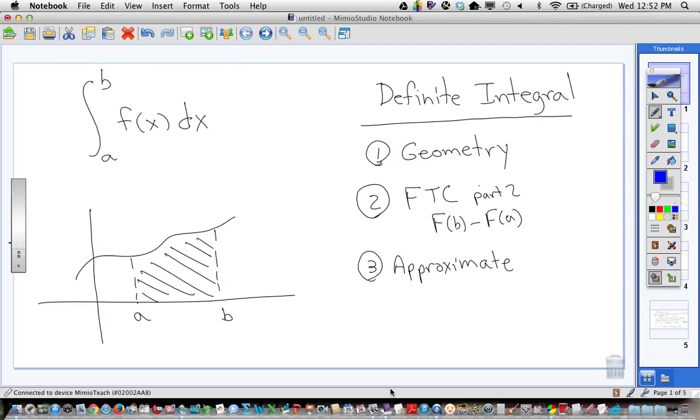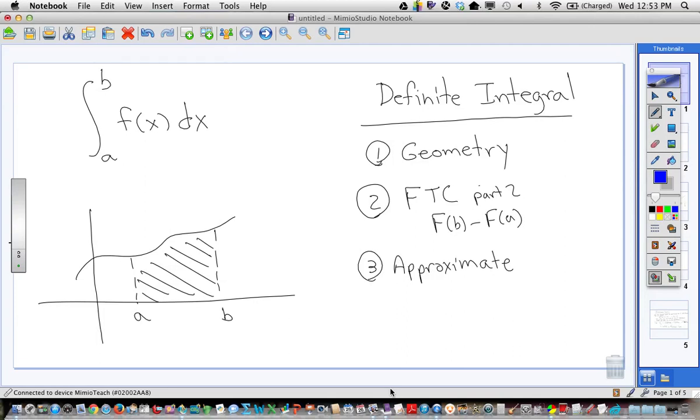All right, but what's the next step on this? Well, here's what we've started with. Here's what we've done so far in chapter 5. We started out talking about the definite integral, which is a piece of area. It's a number answer.